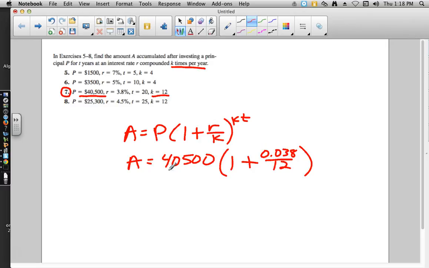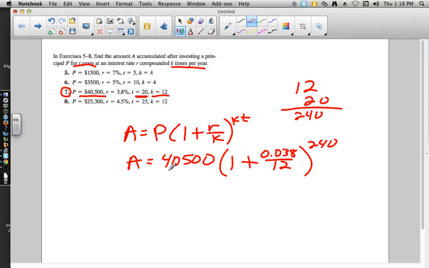And then the KT on the outside is really how many of those periods are going to take place. So notice that the T equals 20 tells you that's T years. For 20 years, we will have 12 of those, which is of course going to give us 240. So that's our power.